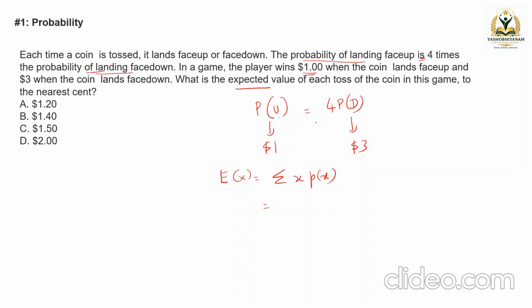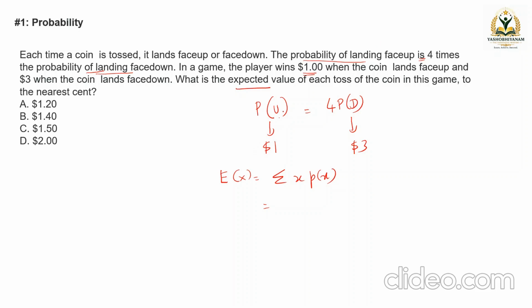If the player gets a face up, for example, he would get $1. If he gets a face down, he wins $3, and so on. So it's 1 times that probability plus 3 times that probability. First, we need to find the probability of U and the probability of D, because the entire set of events consists of face ups and face downs.